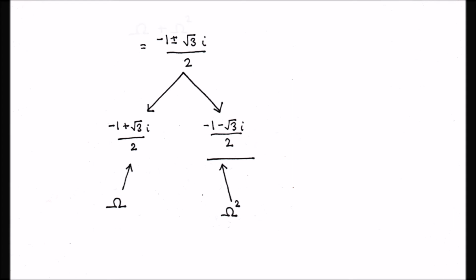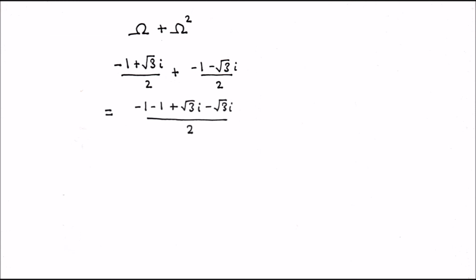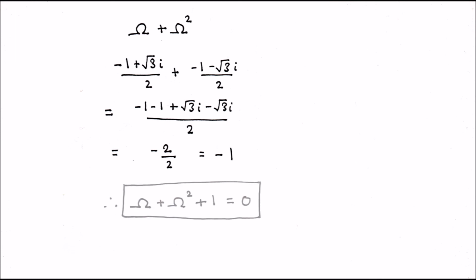Now we are going to do another thing. Omega plus omega squared gives us (minus 1 plus root 3 i) divided by 2 plus (minus 1 minus root 3 i) divided by 2. The root 3 i and minus root 3 i cancel each other out, and we are left with minus 2 divided by 2, which is negative 1. So we can frame the equation: omega plus omega squared plus 1 equals 0.